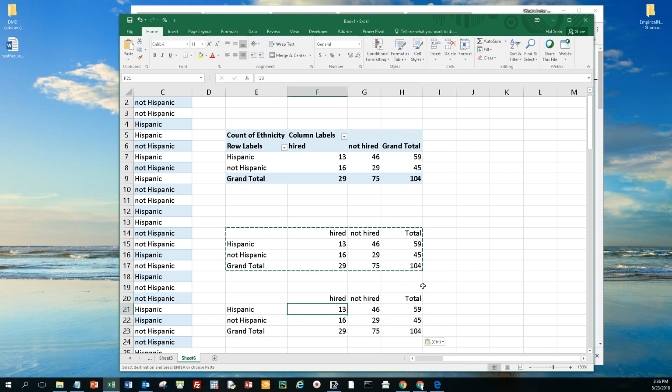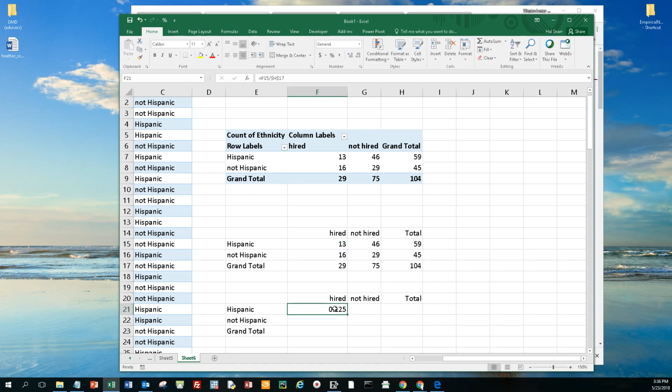And what I'm going to do is get rid of these numbers here. And all I'm going to do is calculate the probability of being Hispanic and hired. The probability of Hispanic and hired equals the number of people who are Hispanic and hired divided by the number of applicants. I'm going to hit F4 here.